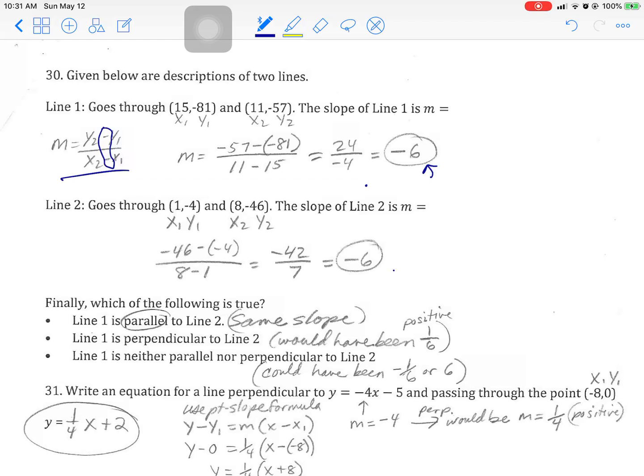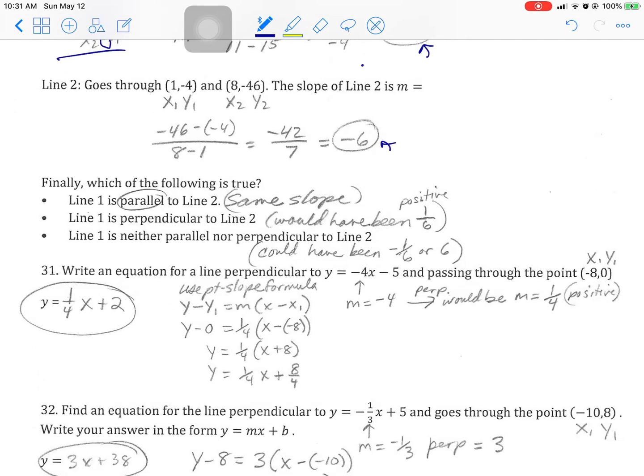Do that again for this one. You end up with a slope of -6. When slopes are the same, they are parallel, right? If both of those lines went on the same graph, they would never cross each other. So therefore, they're parallel. If it was perpendicular, it would be opposite sign and reciprocal. Neither is when neither of these apply.